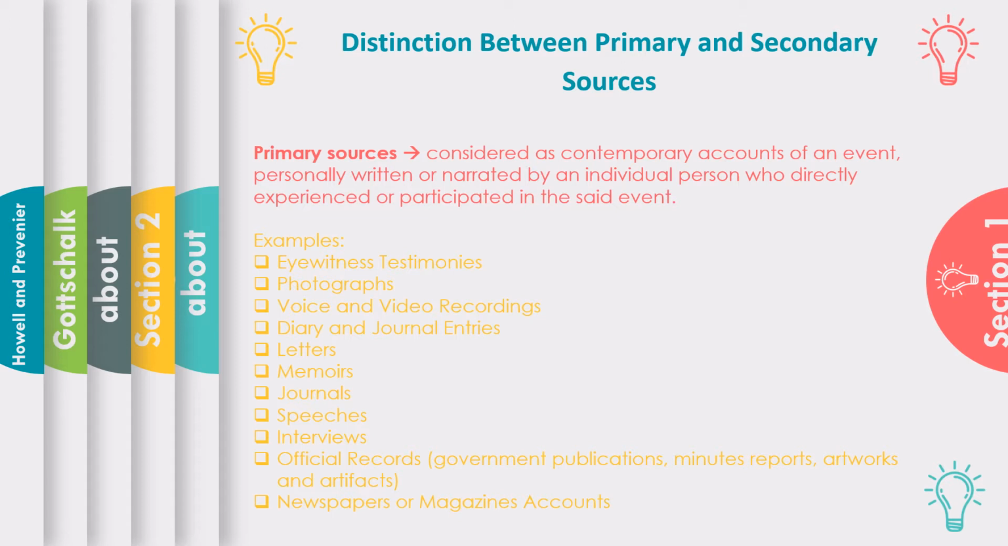These are the examples of primary sources: eyewitness testimonies, photographs, voice and video recordings, diaries and journal entries, letters, memoirs, journals, speeches, interviews, official records like government publications, minutes, works, reports, artworks, and artifacts, newspapers, and magazine accounts. So, books also could be considered primary sources if they were made during the time of the event.